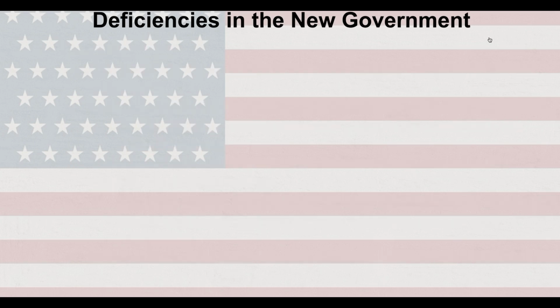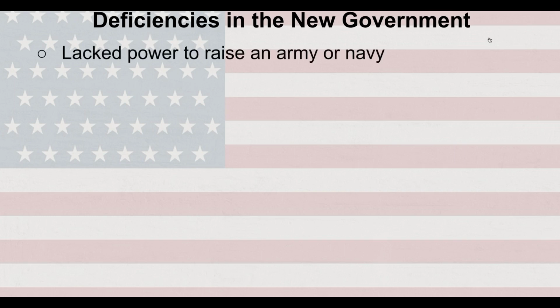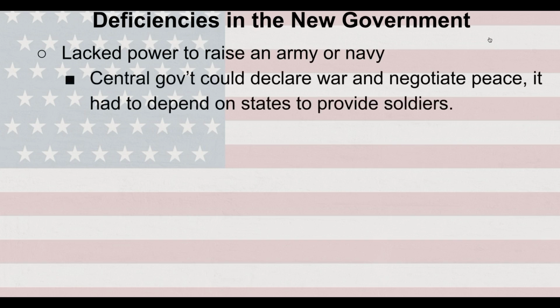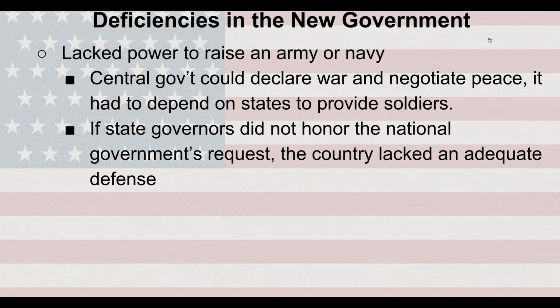There are also going to be a severe lack of power to raise an army or a navy. The central government has the ability to declare war and negotiate peace, but it had to depend on the states to provide soldiers. If they needed soldiers, they would have to request them from the states, very much like money. And state governors didn't always honor the national government's request.